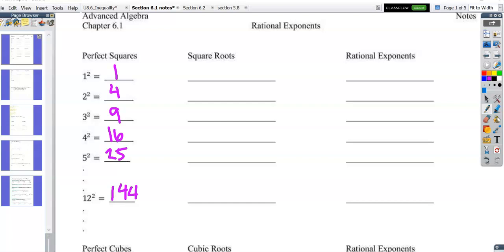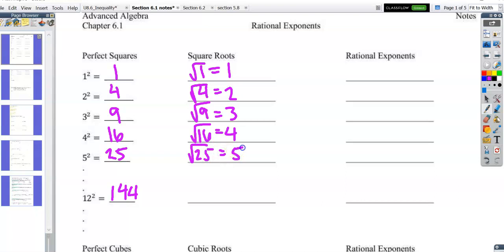On the other side, you take those perfect squares, you take the square root, you should be getting a rational number. So the square root of 1 is 1. The square root of 4 is 2, and so forth. But what we're looking at today that will be just a little bit different is how do we show this using rational exponents instead of with the radicand.